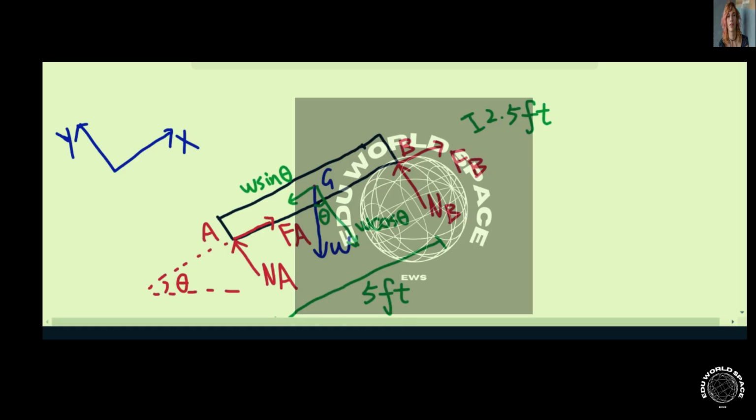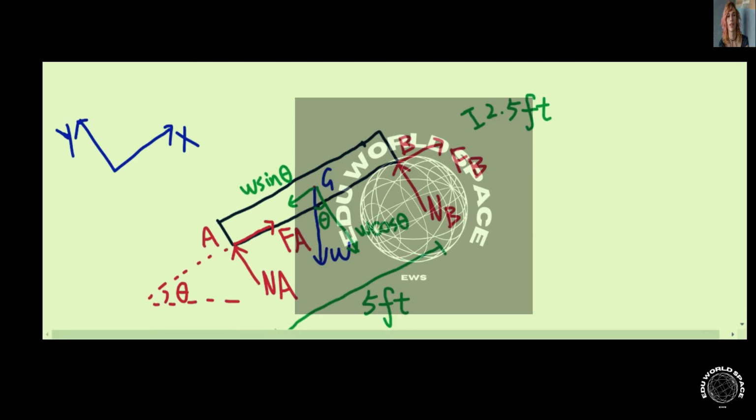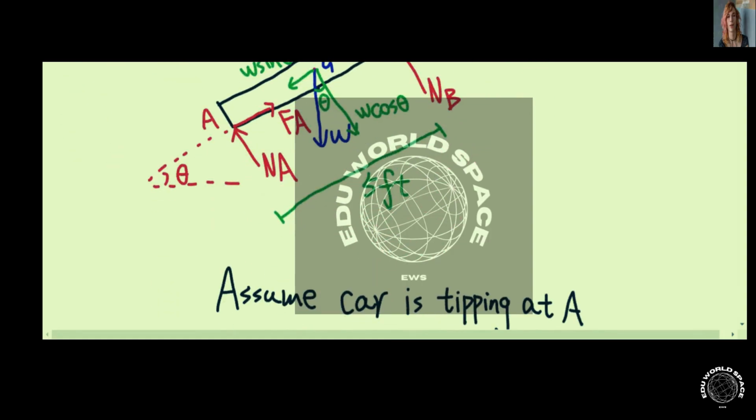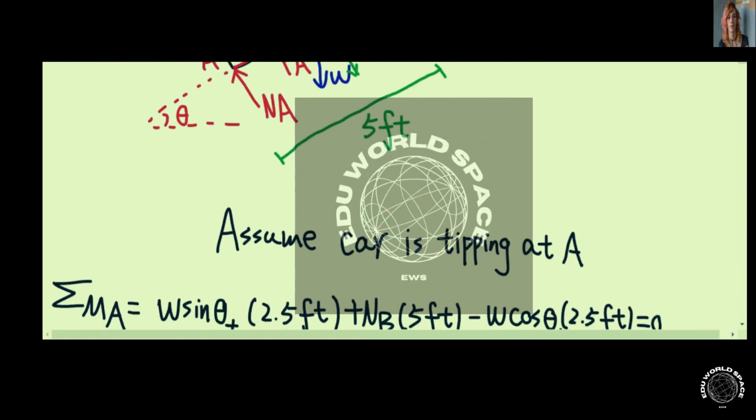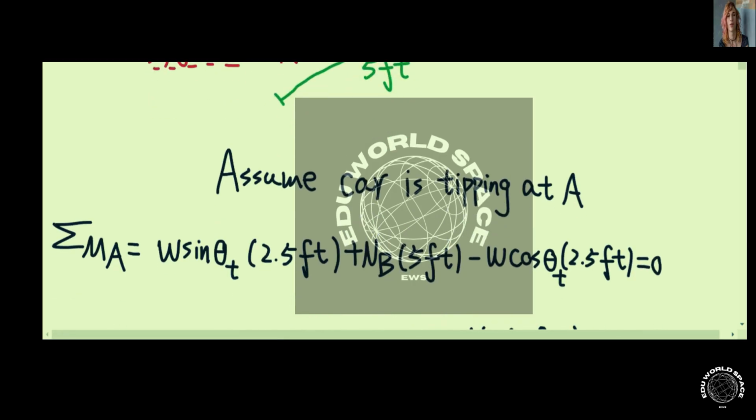Okay, so this is the force diagram for the car. Let's assume that the car is tipping at point A. This will give us the moments at point A: W sine theta_t times 2.5 feet plus N_B times 5 feet minus W cosine theta_t times 2.5 feet is equal to 0.